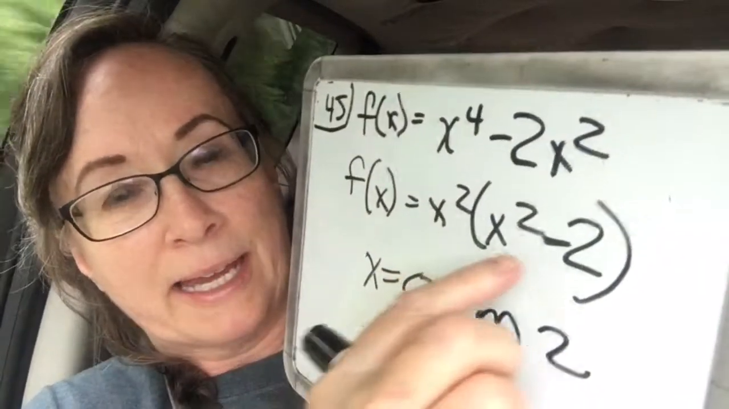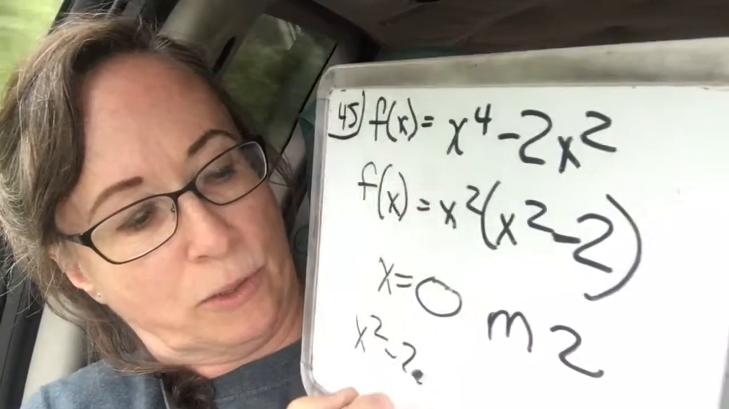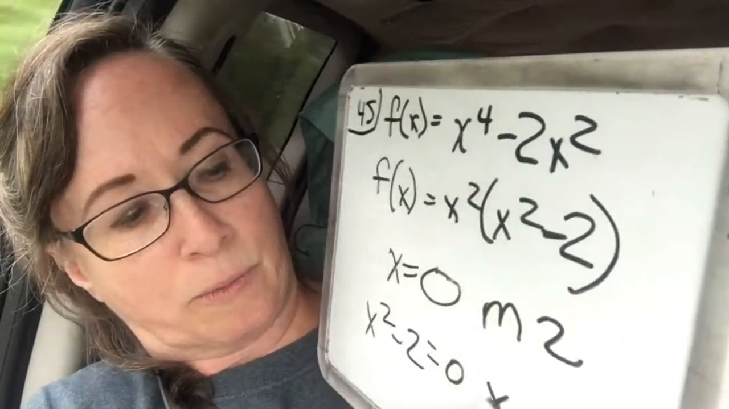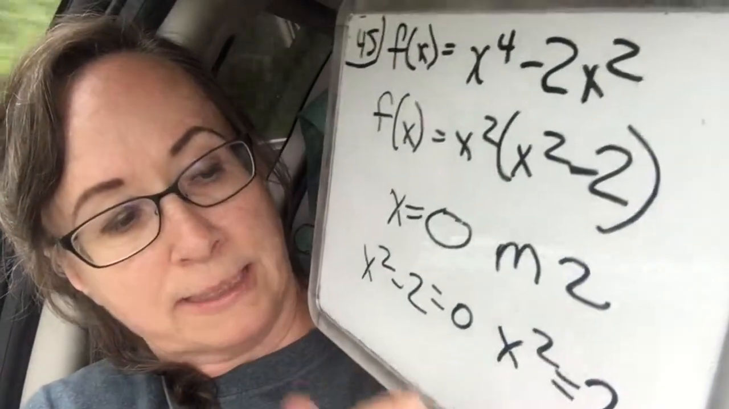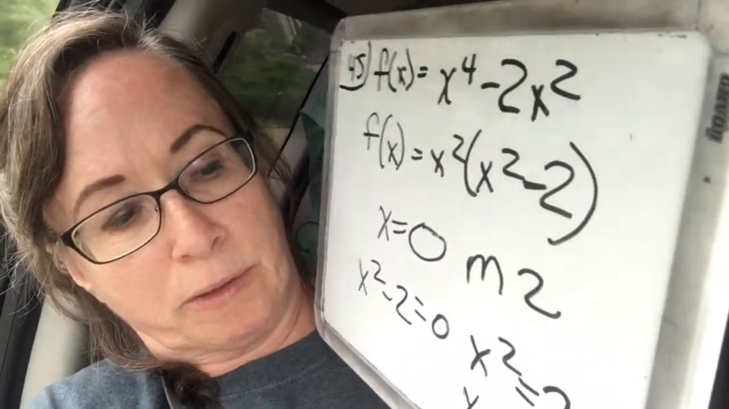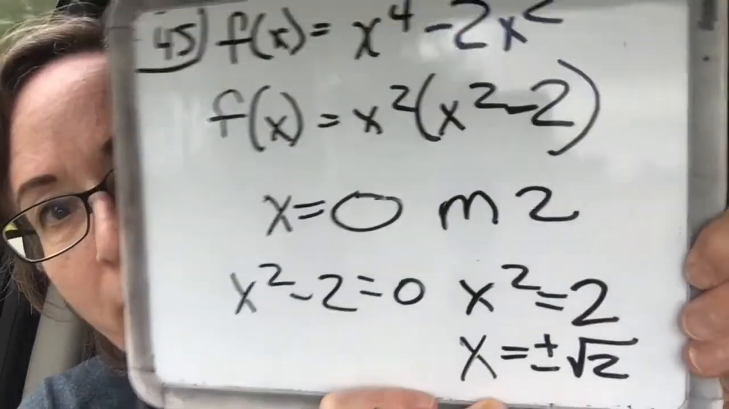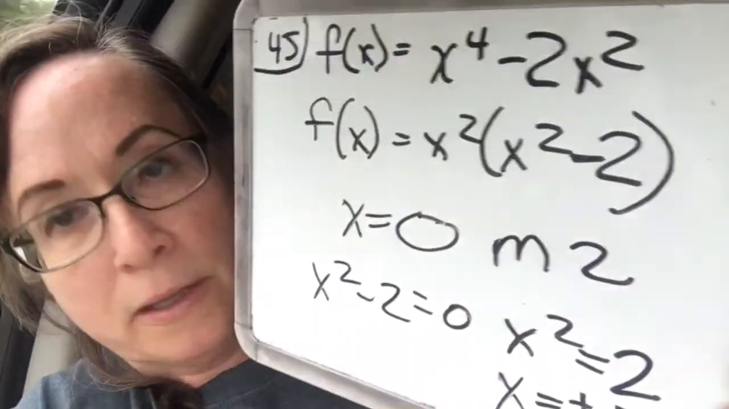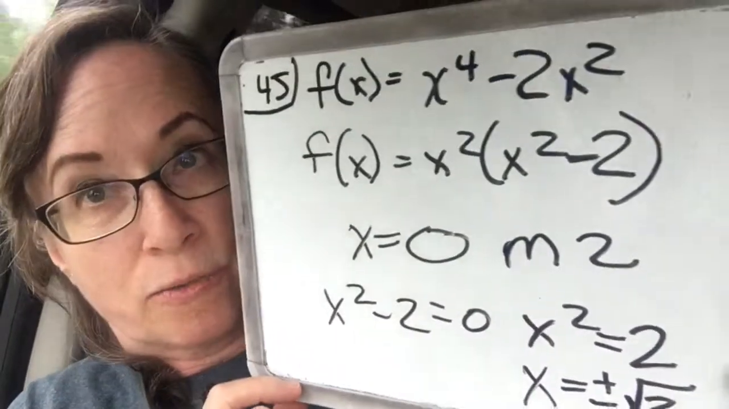And then I've got x squared minus 2 is 0, so x squared equals 2. So x is going to be equal to plus or minus the square root of 2. And we use our square root property. Okay, so now we have 4 roots, but only 3 distinct roots.